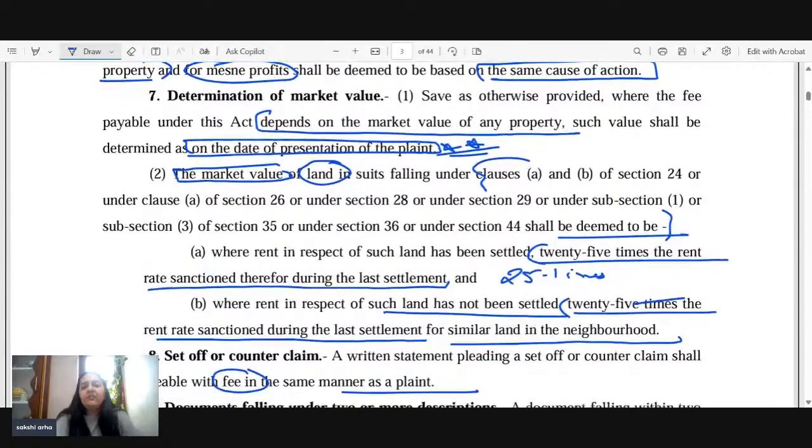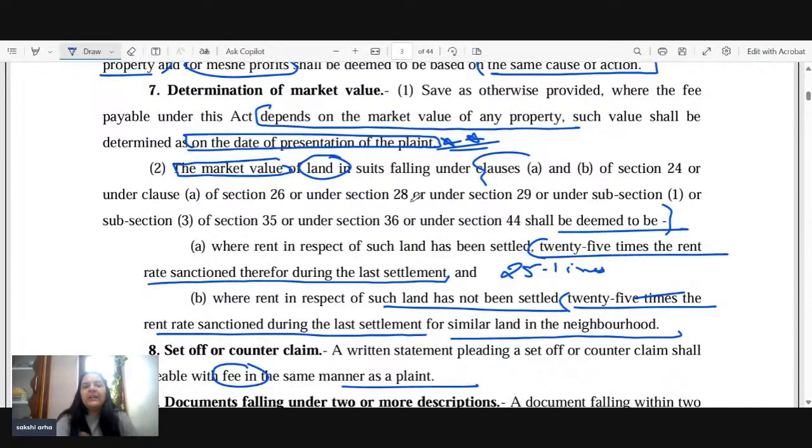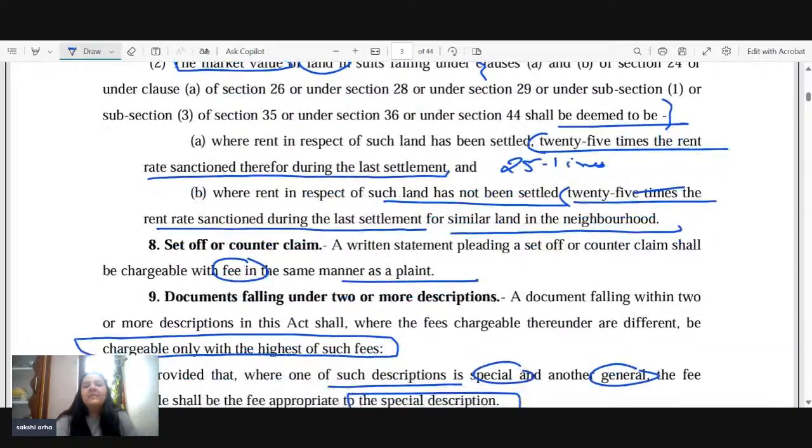Then determination of market value. Okay, so how market value will be determined? So generally it is determined as the value of property on the date of presentation of claim. How? For certain sections, if a rent is settled, then 25 times of that rent. If rent is not settled, then जो neighborhood में land होगी उसका 25 times. Okay. Then comes set off a counter claim.